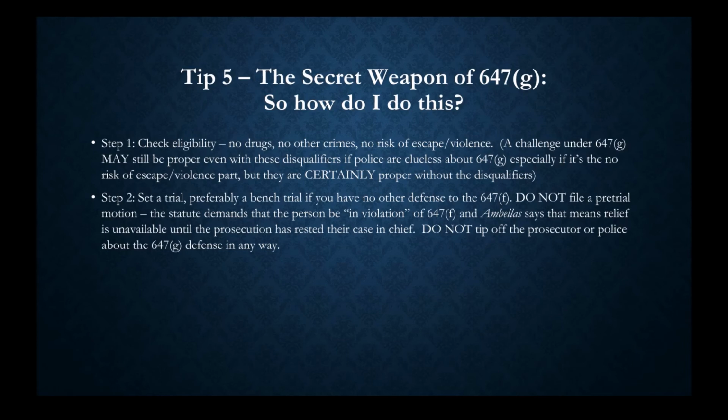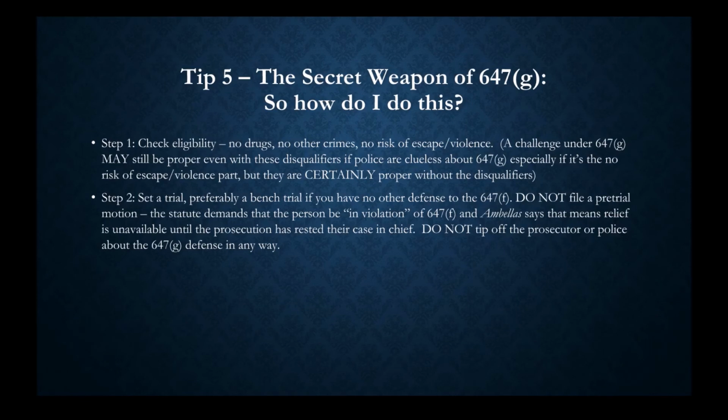Step two is you want to set a trial immediately. Do a bench trial, because you don't need a jury for this. The only reason you would not do a bench trial is if you wanted to litigate some other defense to the 647. Like if you're also saying he wasn't a danger to himself or others, then sure, get a jury if you feel like you need one. But you don't need a jury here, and it's sort of a technical legal argument, and you're going to be making it to the judge anyway, so why burn a panel on the jury?